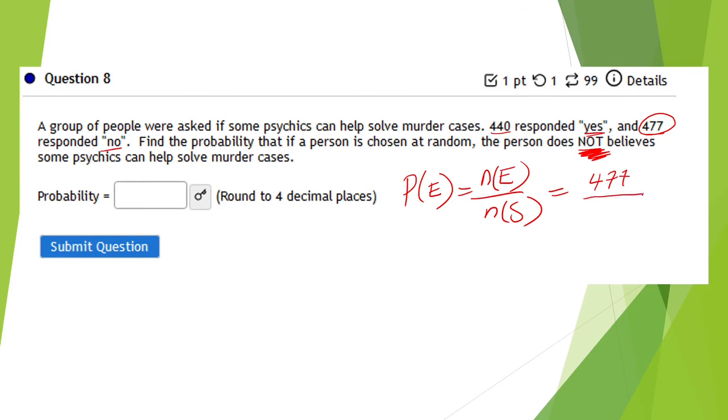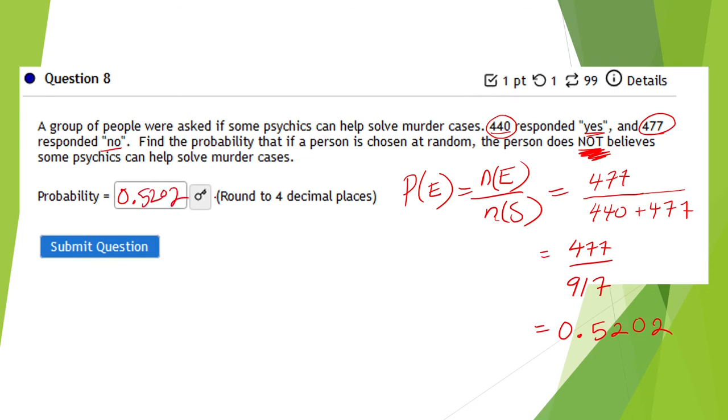But on the bottom, you have to be careful. You're looking for the total number in our sample space. So I'm going to take 440 and add 477. This gives me 477 on top divided by 917. And that's my probability. It's going to be 0.5202.